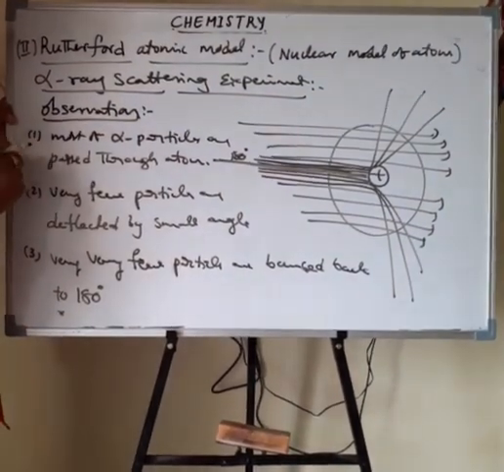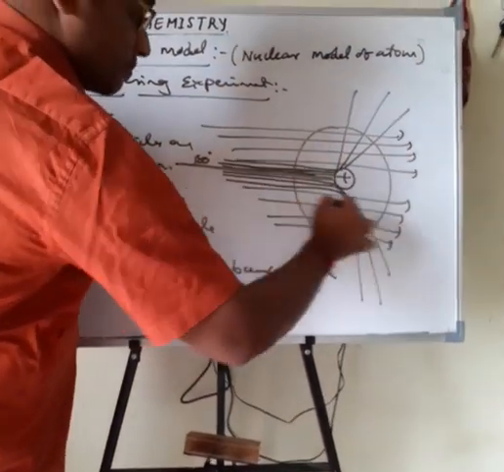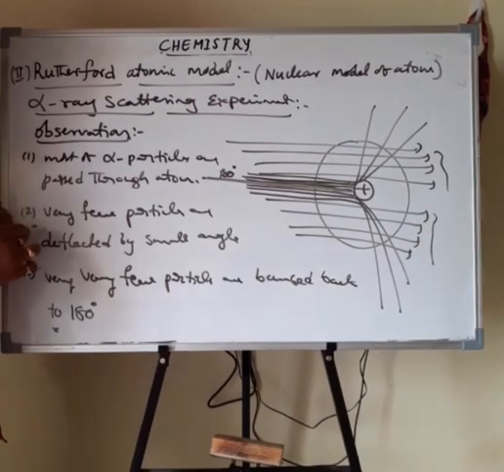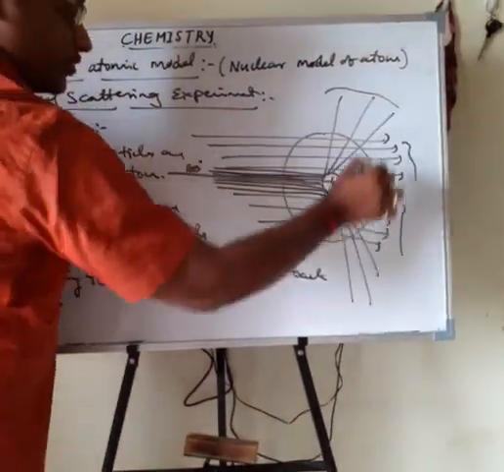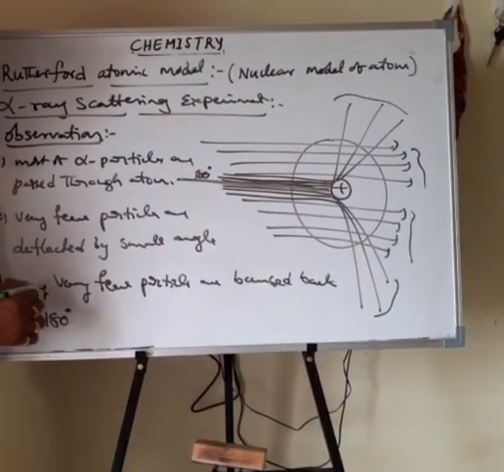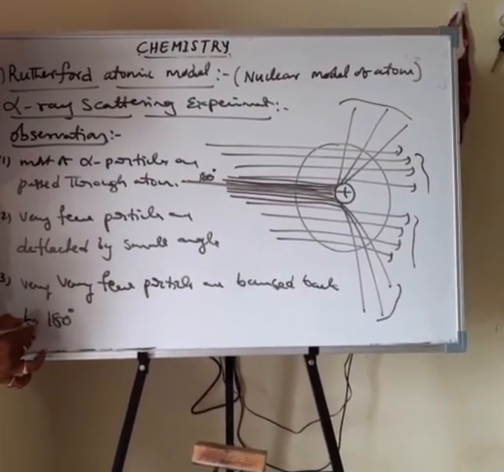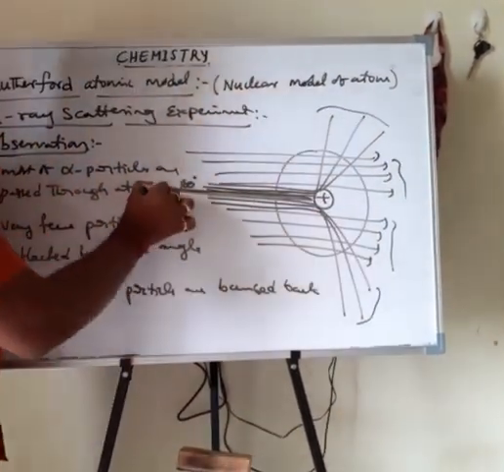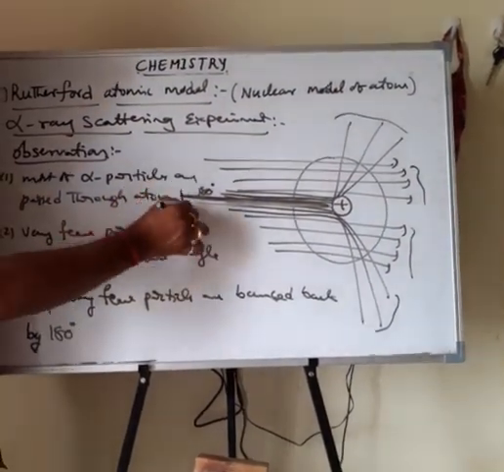So what is the first point? Most of the alpha particles pass through the atom. Second point, very few particles are deflected by a small angle. Next, the third one is that very few particles are bounced back by 180 degrees. Here very few particles means 1 or 2 particles are bounced back by 180 degrees. So this is the third one.